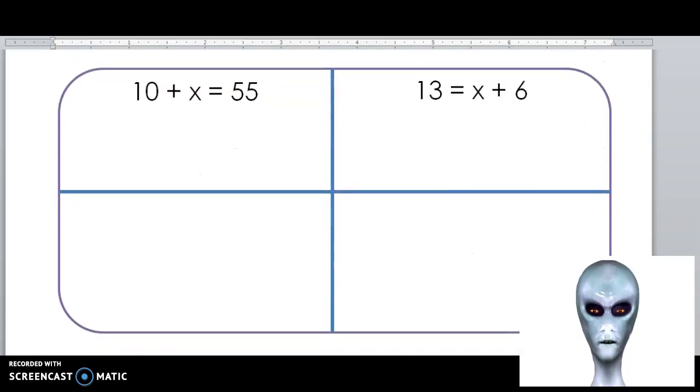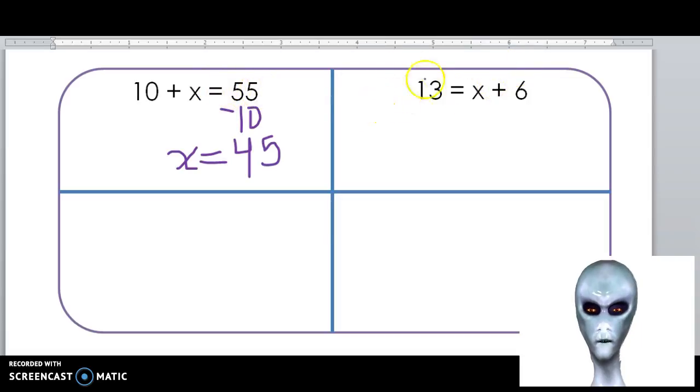Now let's look at these examples without the scale. So 10 plus some number has to equal 55. In order to determine that number, I'm going to do the opposite of addition, which is subtraction. So I'm going to subtract 10 to this side of the scale, and I'm left with x is equal to 55 minus 10, which is 45. So 10 plus 45 gives me 55.